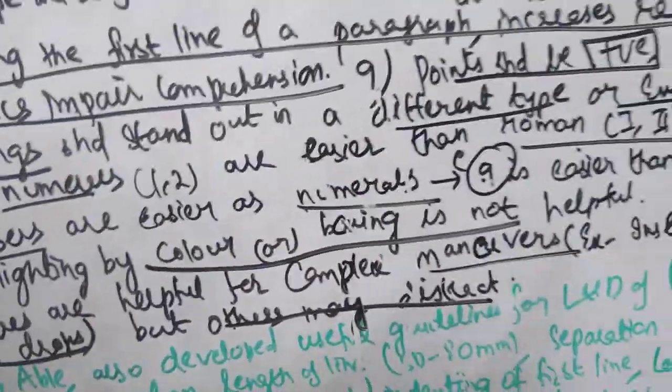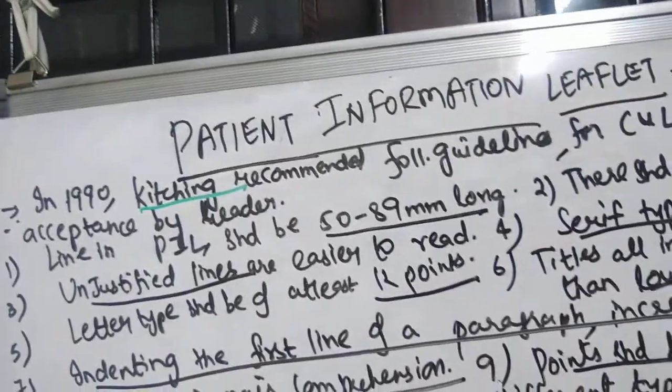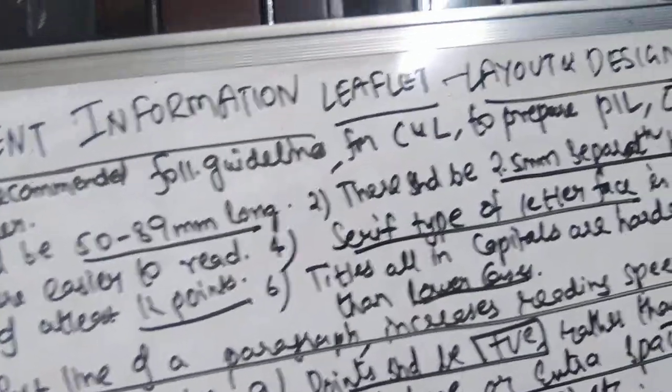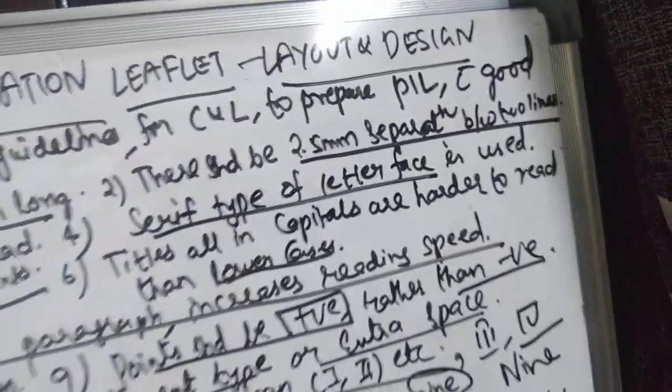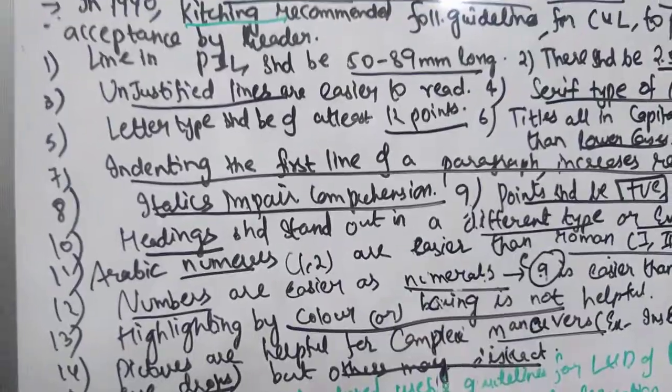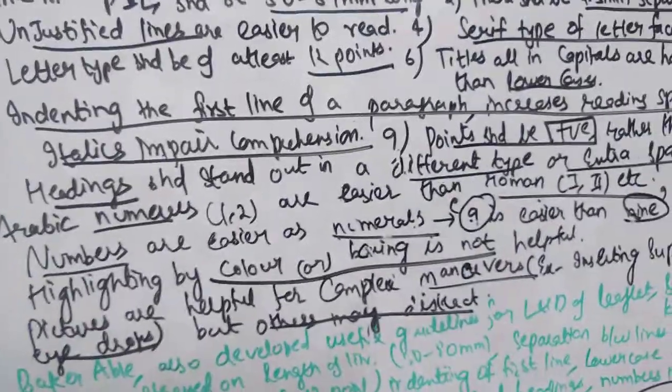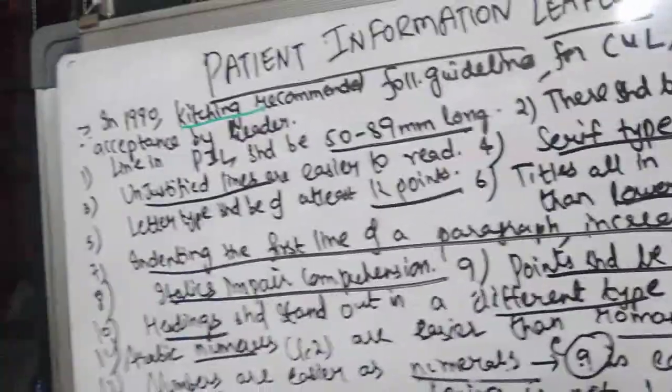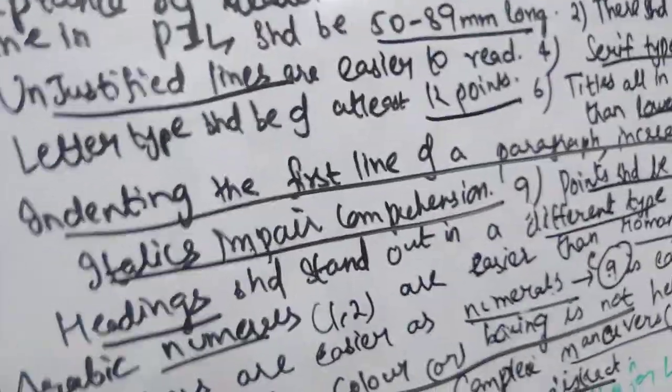Okay, so these are the guidelines given by Kitching for content and leaflet design to prepare a PIL with good acceptance by the reader. You can have a look. This is given in your Ramesh textbook. I'll send you the material. Please refer to it. There are a few more points I need to discuss.